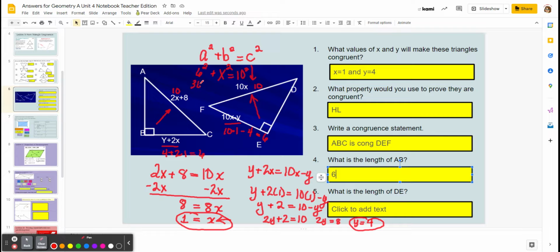6 squared is 36 plus x squared equals 10 squared, or 100. If we subtract 36 from both sides, x squared equals 64. And remember, the opposite of squaring something is taking the square root. So I can take the square root of both sides, and I get that x equals 8. So DE, the last remaining side, would be 8.